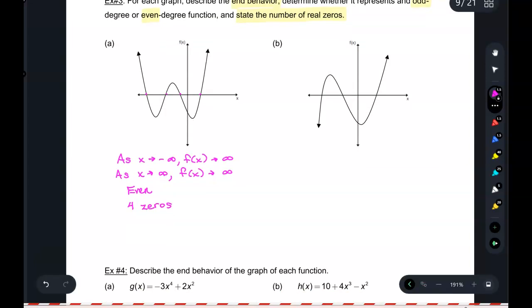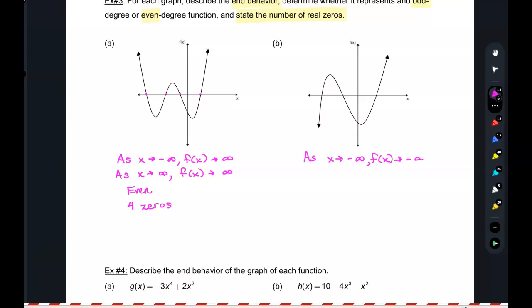We have end behavior. So as x approaches negative infinity, what does f of x approach? Negative infinity. And as x approaches positive infinity, f of x approaches positive infinity. Okay, even or odd? Odd. So anytime they go opposite directions, it's got to be an odd function. If they're both facing up or both facing down, it's an even function. And how many zeros? 3 zeros.